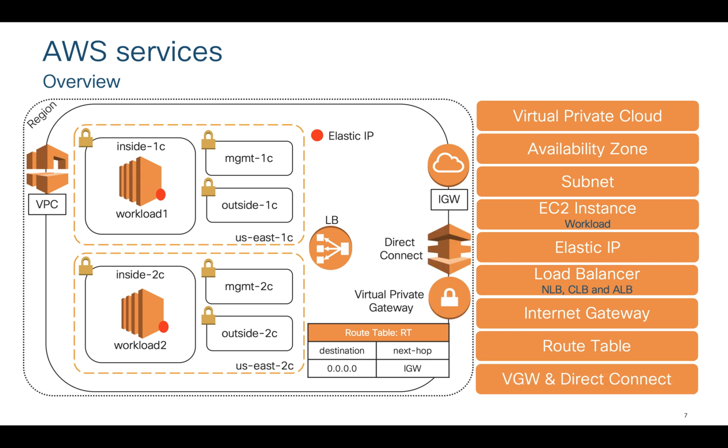There is another component known as virtual private gateway, which is for VPN functionality. You can use it for doing a VPC peering.